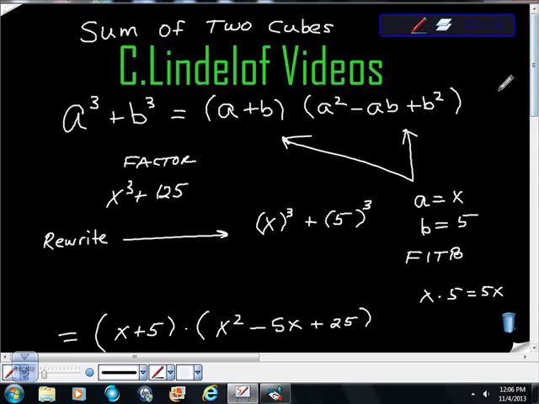Pretty simple, pretty straightforward. First, identify the pattern. Second, memorize the formula. Then identify a and b. And then fill in the blanks. If you do this, you're going to crush this. And if not, it's actually really just a pain. So I think that you can do this. I hope that you will.